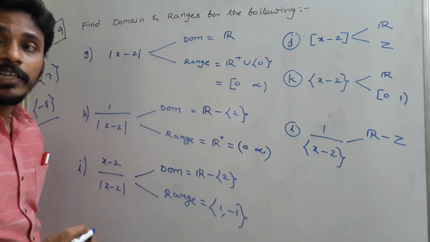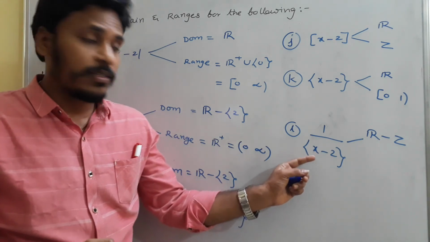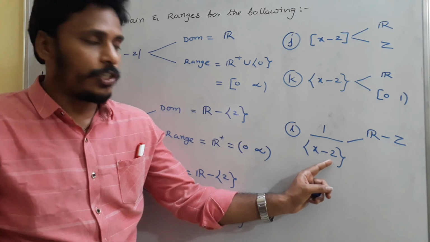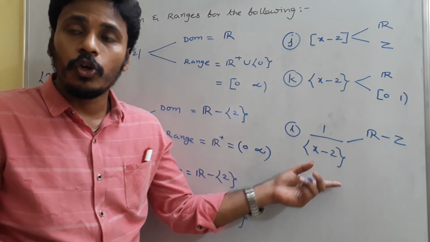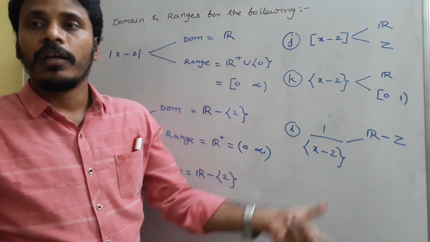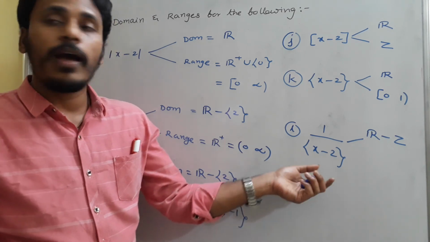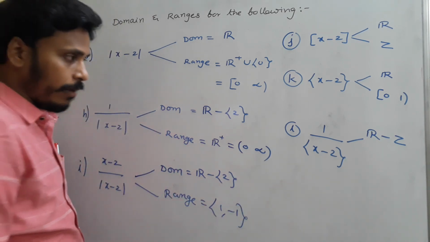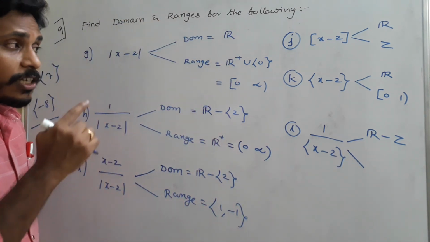Why are we eliminating integers from the real numbers? If you take any integer in the place of x, x minus 2 also becomes an integer and its fractional part value becomes 0. If the denominator is 0, then we don't have its corresponding output in the real numbers. That's why it's a contradiction, that's why we get a confusion there. And so we have to eliminate all the integers from the real numbers. Now what about the range? Just look there.